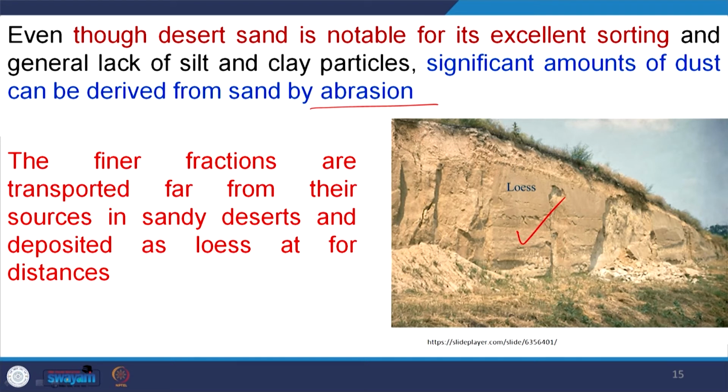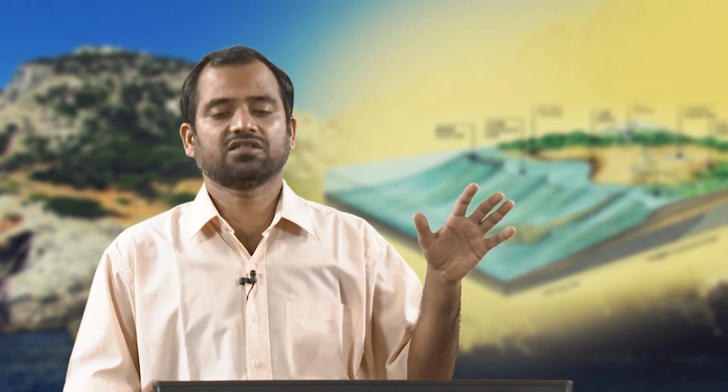If you see here, this is a loess deposit, that means in a desert environment, at the periphery of the desert, we will get loess deposits, like in Punjab and Haryana in the Indian context. Punjab and Haryana are at the periphery of the Thar desert. The Thar desert is dominantly sand, but at the periphery we are getting loess deposits. These loess are nothing but silt and clay size particles transported by the wind from the desert and deposited at the peripheries. So, this is the sorting contrast: loess here, and inside the desert we have sand.